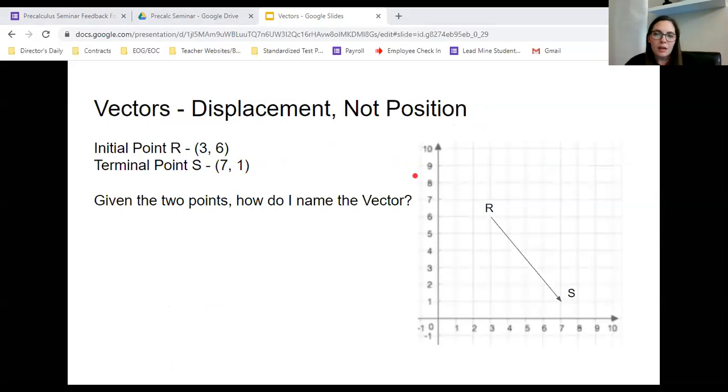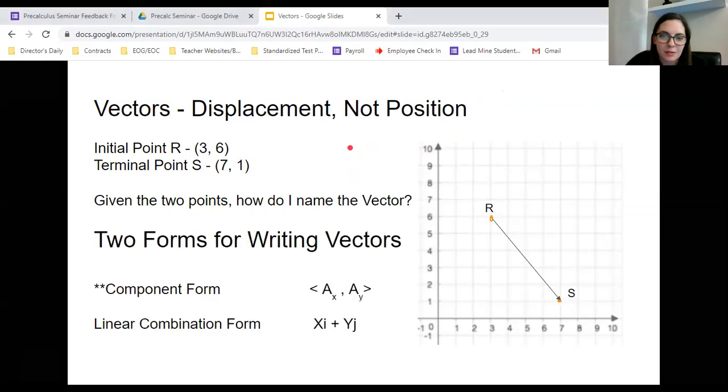Okay, so the other thing that I want to talk about is vectors being about displacement, not position. So if we look at this vector here, I've got my initial point R at 3, 6, and my terminal point S at 7, 1, right here. So if I wanted to give a name to this vector, I could call it vector RS.